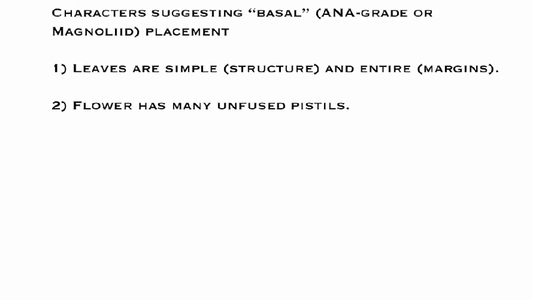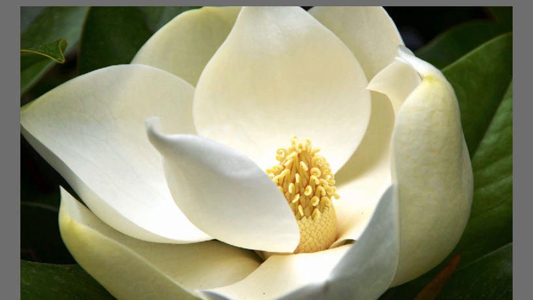Okay, number 2. The flower has many individual pistils that are unfused. And the pistil, if you remember, is the carpellate structure, the part that contains the ovules. Now look at this magnolia flower. So the part of the flower that's out here at the very tip, this area from there to there, that's the female part. It's where you have the carpel enclosed ovules.